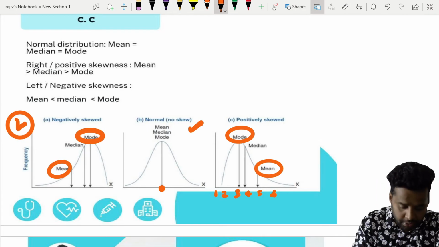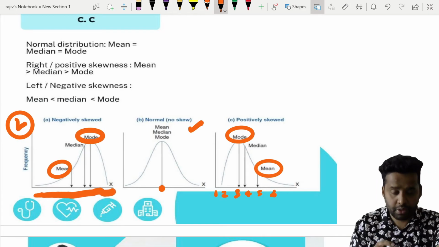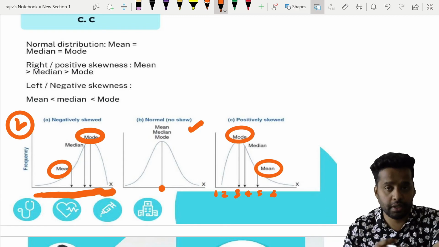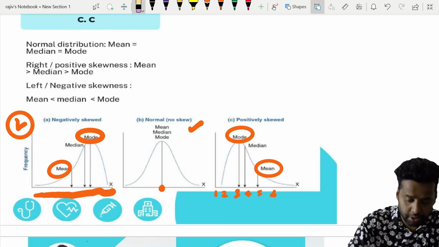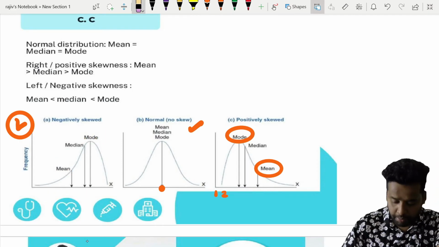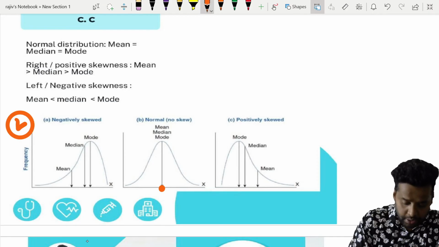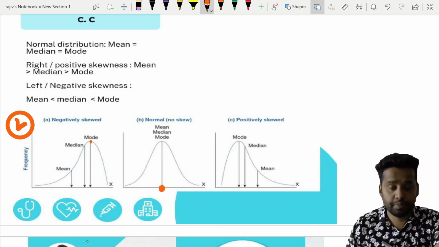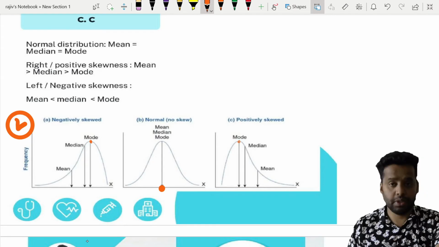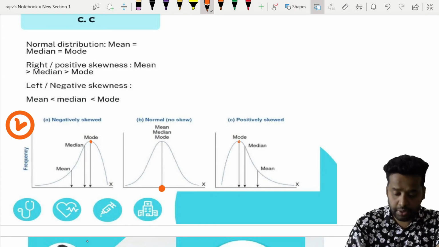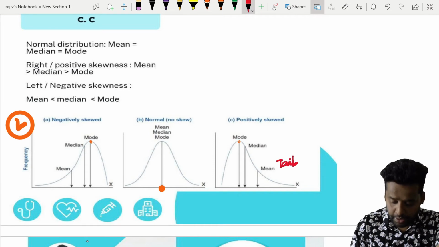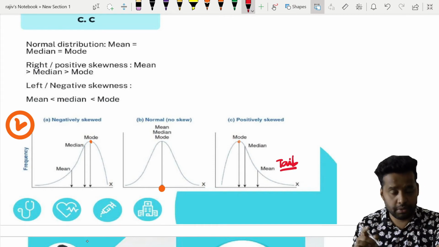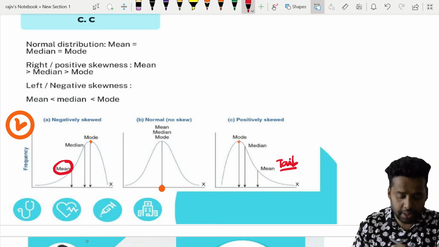You have to give the values on the horizontal axis, 1 2 3 4 5 6 7 8 or 10 20 30 40 50. Then you will come to know how to interpret the curve properly. Now repeat. Mode is highest, left skewed data. Mode is least, right skewed data. So the skewness is given by the mean. Mean will represent the tail. Mean is highest, right skewed data. Mean is least, left skewed data.